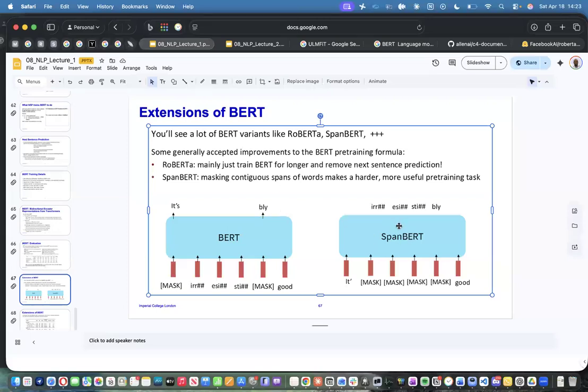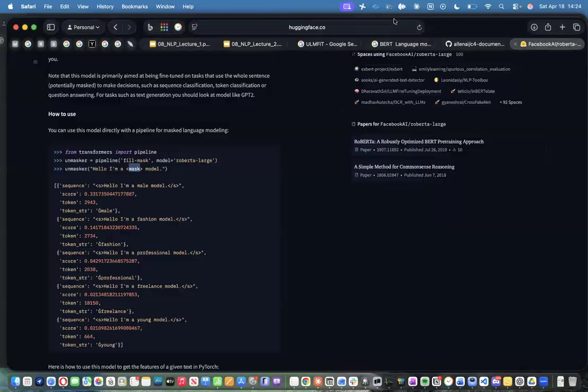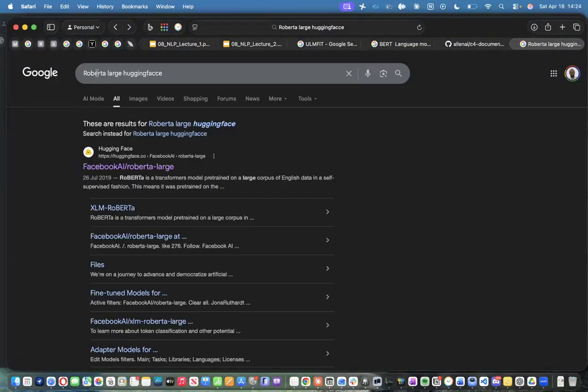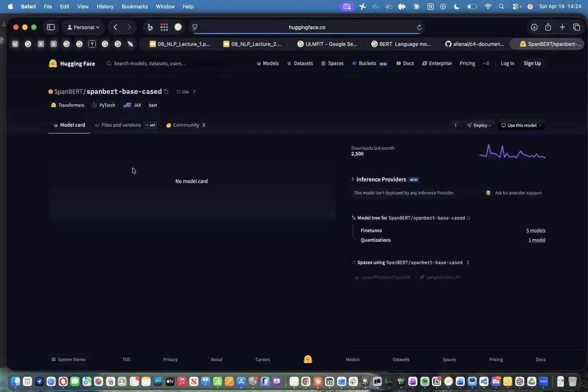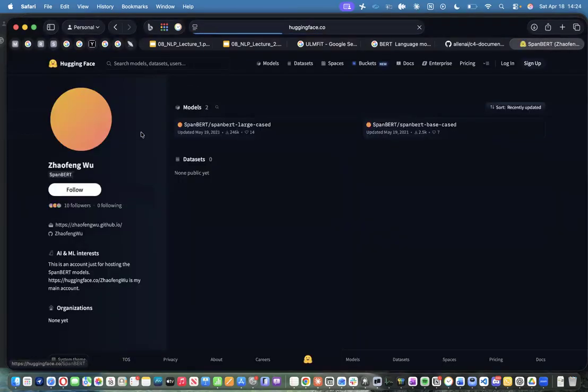So we also have another one called SpanBERT. You can see here we are masking words, but here we are masking spans. For example, you can see we mask this word, this one, this one, this one. So the whole span here is masked. So now we have what we call SpanBERT. If you go to Hugging Face, you can find SpanBERT, and you can see that. So this is SpanBERT.